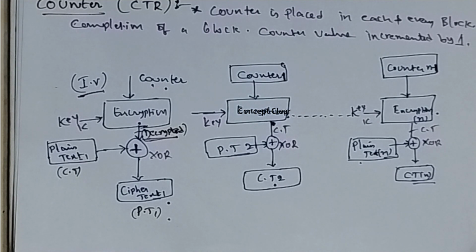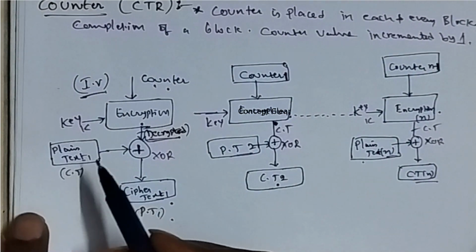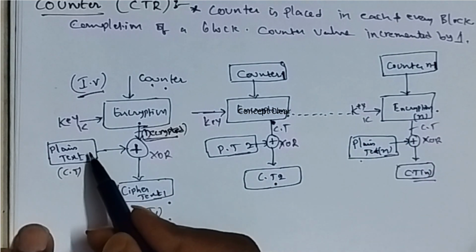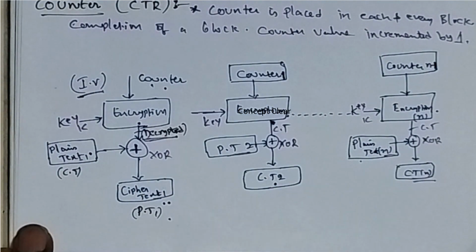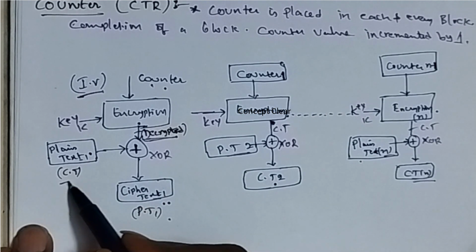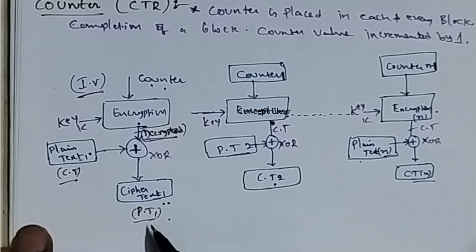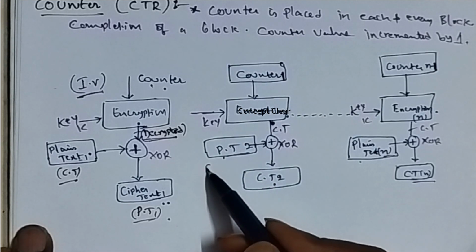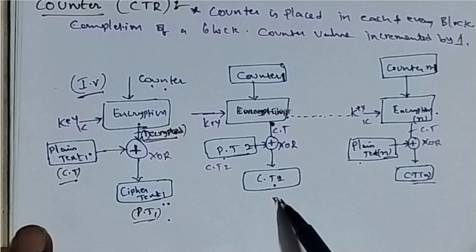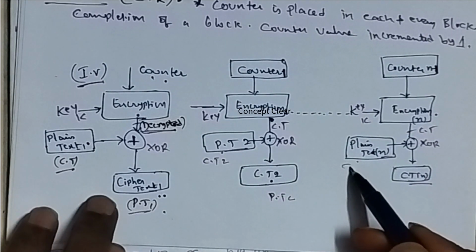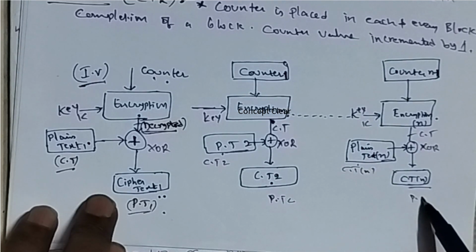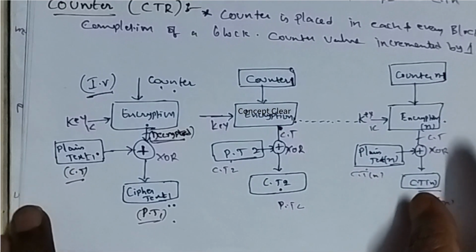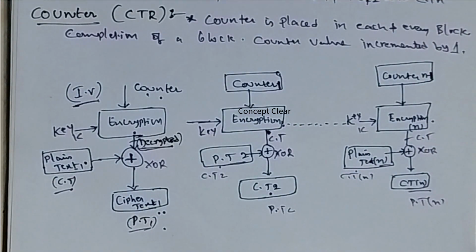Okay, in decryption the same procedure will continue to get plain text from ciphertext. Suppose it is encryption: we are taking the plain text and getting the ciphertext. Suppose it is the decryption method: we are taking the ciphertext here and getting the plain text as the output. Same here, taking ciphertext 2, we are getting plain text 2. Here ciphertext n, and we are getting plain text n. Okay, in decryption the remaining procedure is the same in counter mode.